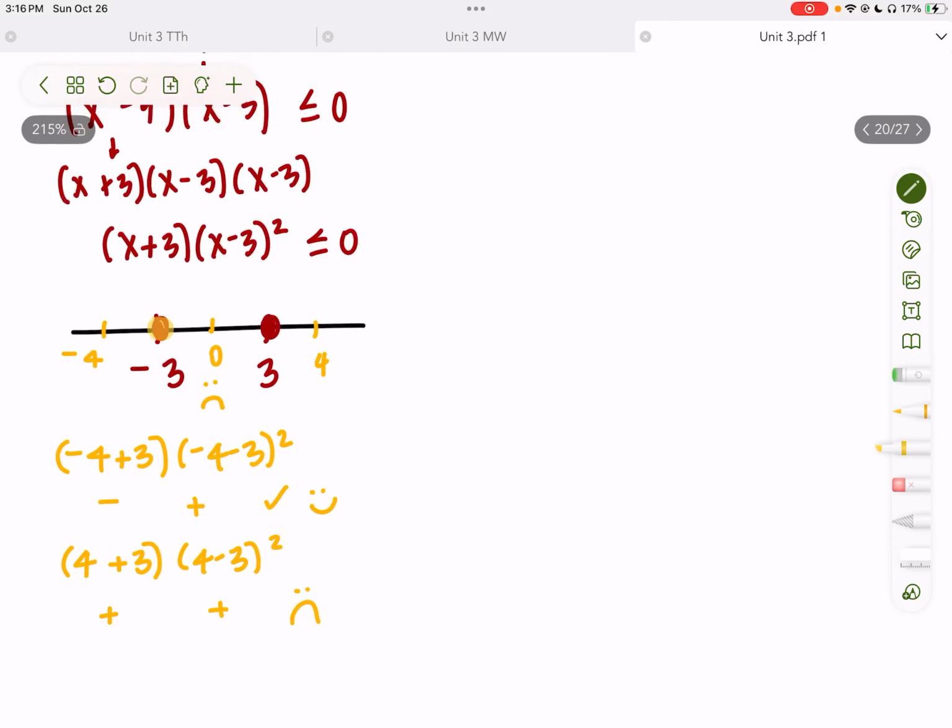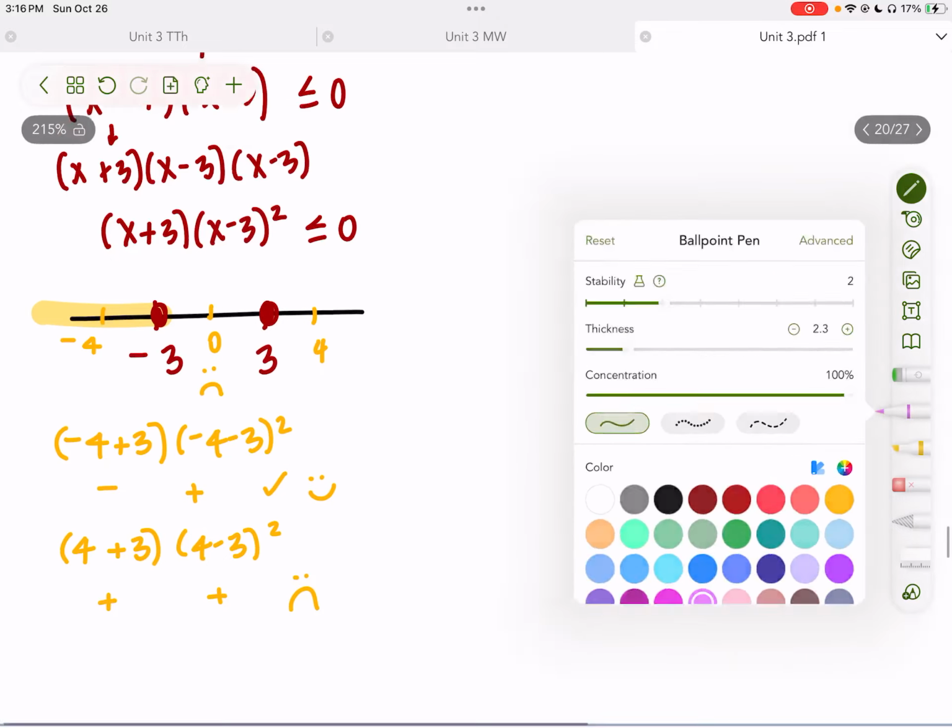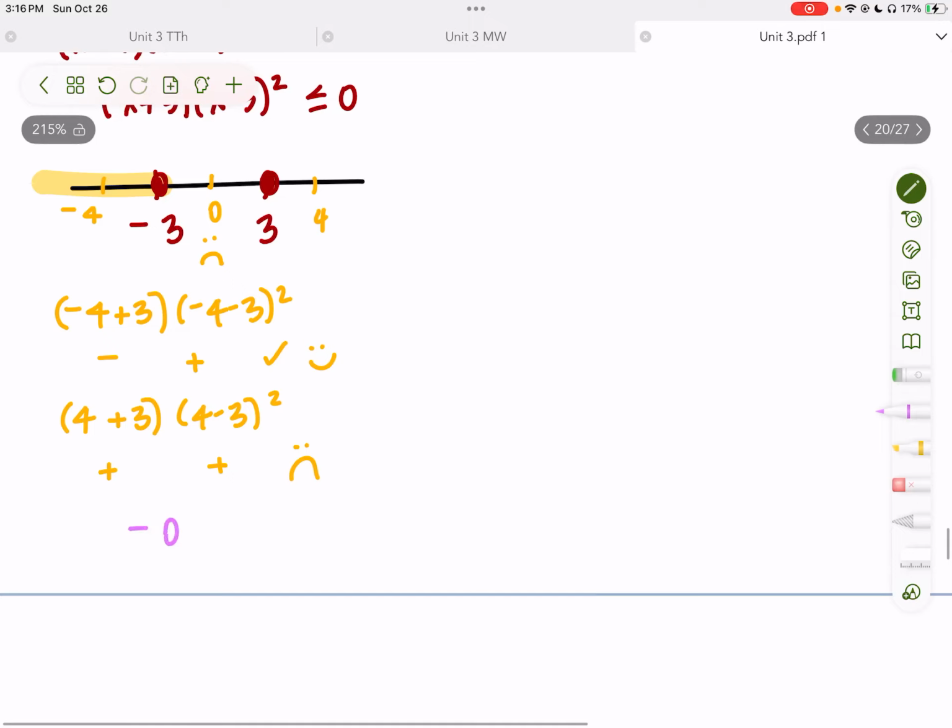See what worked, -4. So that side, writing my answer with interval notation would be -infinity to -3 with a bracket on the -3.